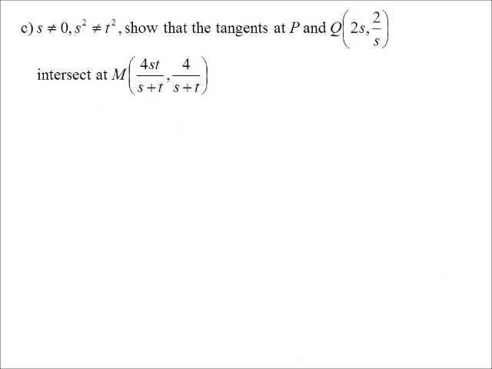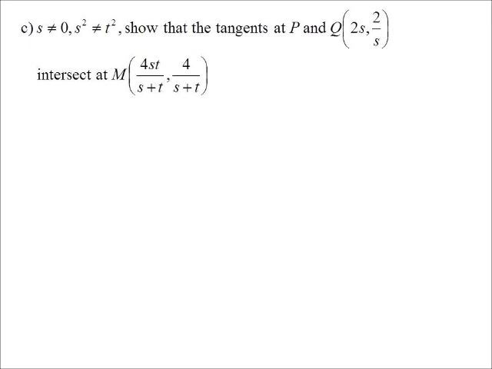Now comes the interesting bits. s can't equal 0. s squared can't equal t squared. We have to show that the two tangents, the one at P, the other one at Q, intersect at this lovely point, (4st on s plus t, 4 on s plus t).